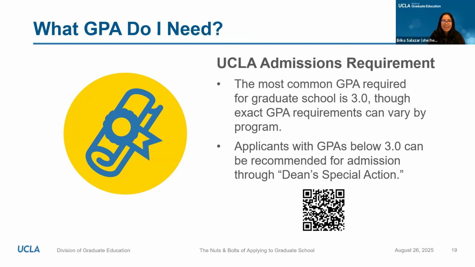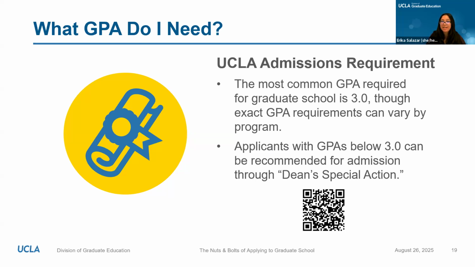Well, at UCLA, our only admissions requirement, UCLA-wide, is a GPA requirement. The most common GPA required for grad school is a 3.0, though exact GPA requirements can vary depending on the program. Some of these graduate programs are a little bit more competitive, and they may have a higher GPA.